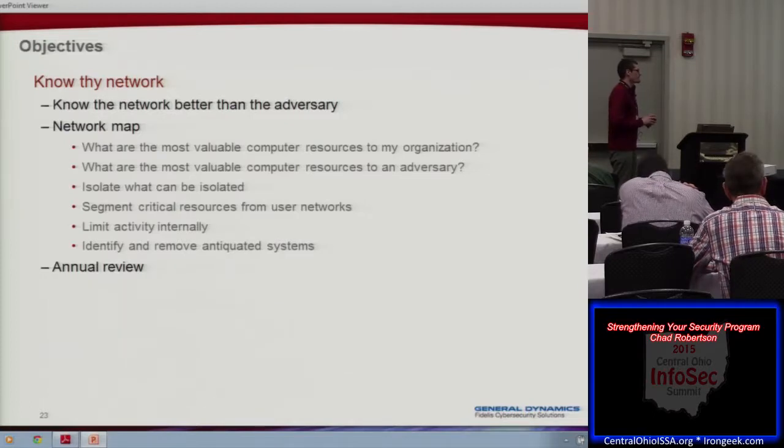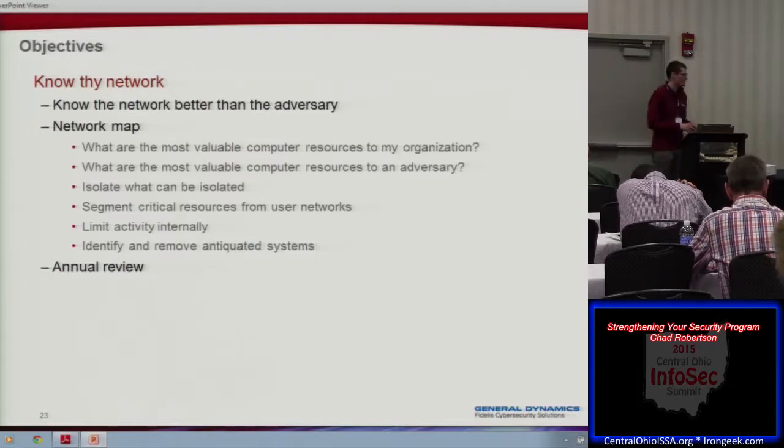Segment critical resources from user networks. Limit activity internally. So the SQL DBA should be the only one traversing, going to the SQL farm. The VPN subnet network, VPN resources. If the SQL person is going to come in on VPN, then they may as well. But if we can limit the activity across those different segments, and then monitor it over time, then we can start to detect these things.